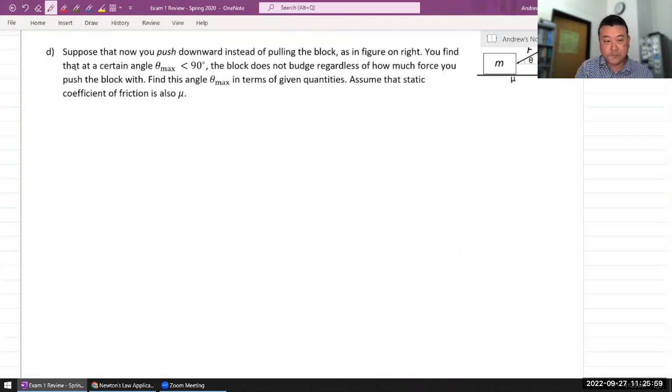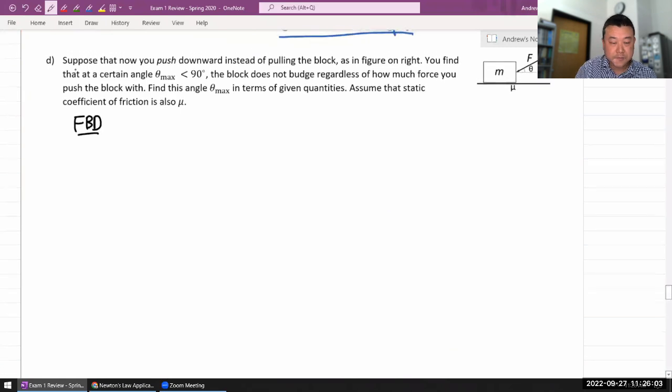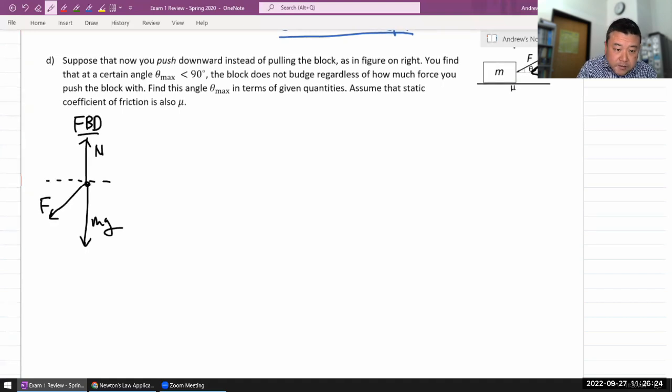Step number 1, I'm drawing a free body diagram. So the free body diagram for this setup is going to have gravity, mg. And I'll always have the normal force. And I have an applied force F that's going in this direction this time. So it'll be drawn something like this. Let me diagram the angle so that I have a good sense of that.